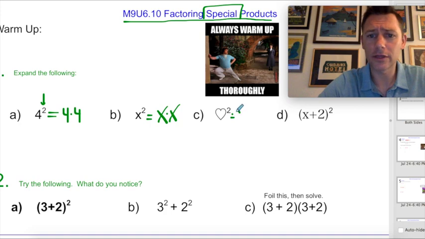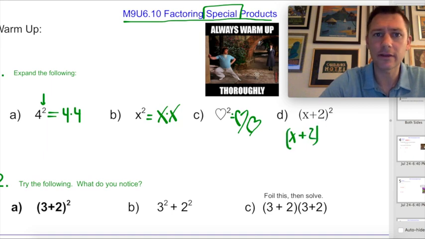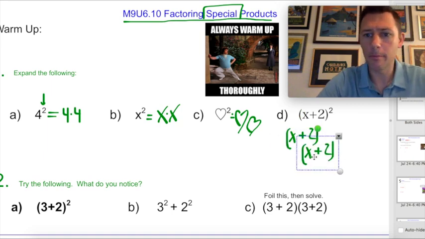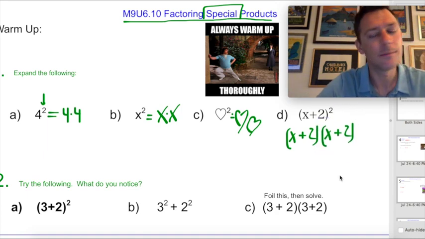Heart squared is really heart times heart. Kind of a weird green heart, so you draw on G. And then this, x plus 2 squared, is x plus 2 times x plus 2. Since it's squared, it's this multiplied by itself.